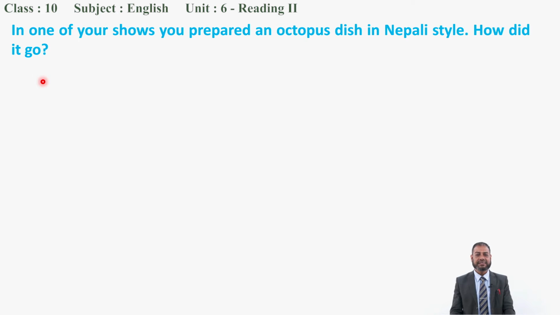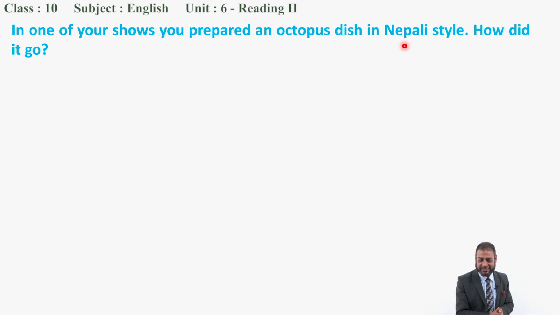Yes, the question is, in one of your shows, you prepared an octopus dish in Nepali style. How did it go? See, it's an interesting question. Do we find octopus in our country? No, because we don't have any sea. Okay? And Santosh Saha worked with this one. See, he prepared an octopus dish in Nepali style. Can you imagine it? Very interesting.